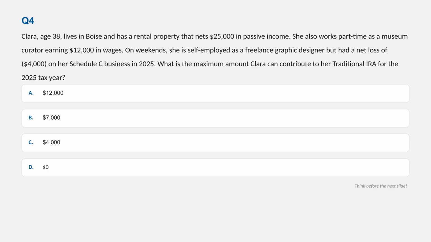A. $12,000, B. $7,000, C. $4,000, D. $0.